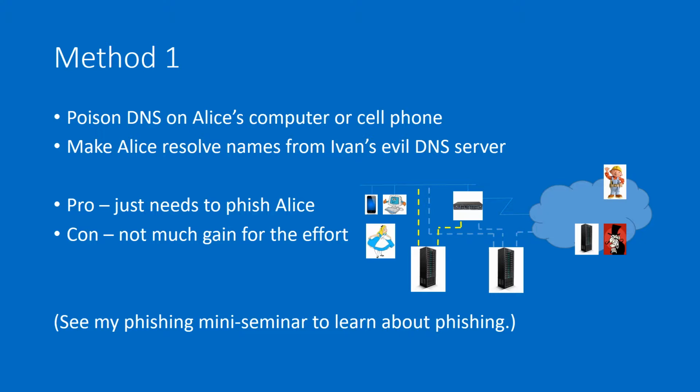Here's Ivan's first attack method. Poison Alice's computer to use Ivan's DNS resolver instead of the one she should be using. This is easy to do. Just send Alice a phishing email. That's phishing with a PH, and trick Alice into opening the wrong email attachment. See my email seminar on phishing scams for how that works. Alice opens the email attachment and unknowingly runs Ivan's email program, and now Ivan owns Alice. Cue the evil laughter here. From Ivan's point of view, the problem with this attack method is there's not much gain for all the trouble. Yeah, he's compromised Alice, but with some creativity, Ivan can do better.